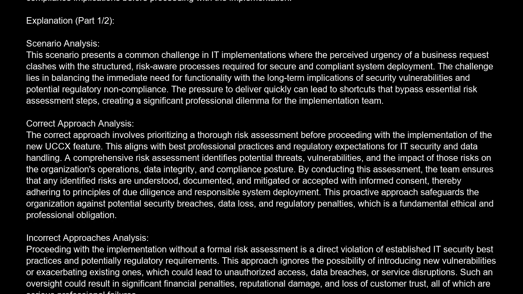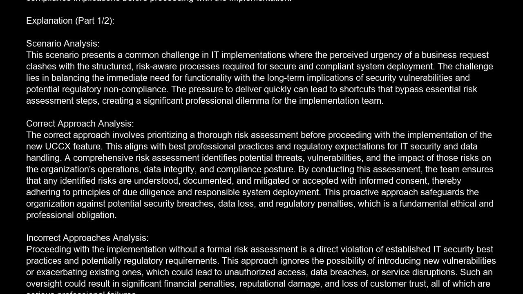The correct answer is B. Conduct a comprehensive risk assessment to identify potential security vulnerabilities, data privacy concerns, and compliance implications before proceeding with the implementation. Explanation. Scenario analysis. This scenario presents a common challenge in IT implementations, where the perceived urgency of a business request clashes with the structured, risk-aware processes required for secure and compliant system deployment.